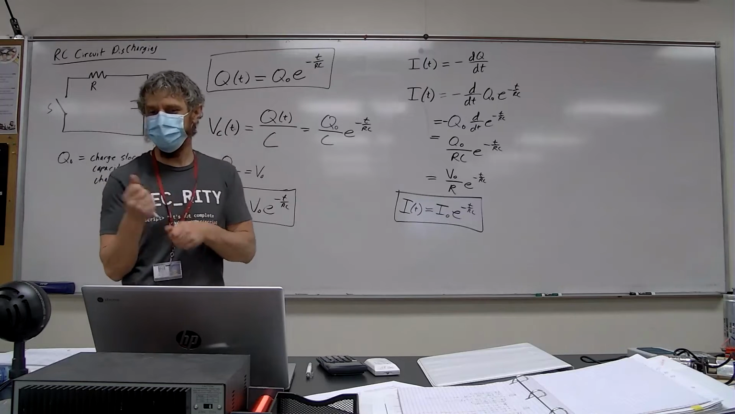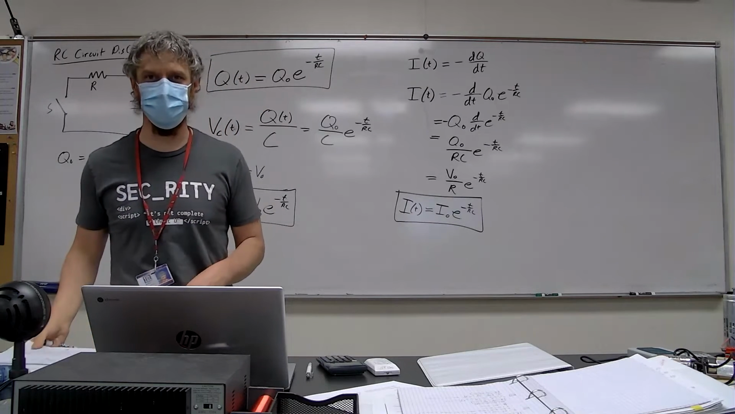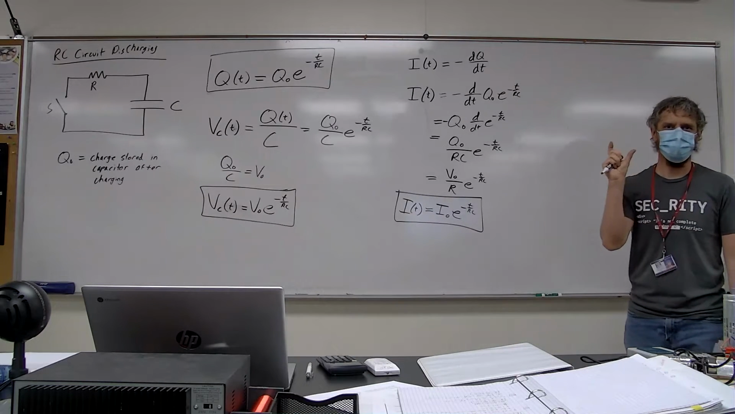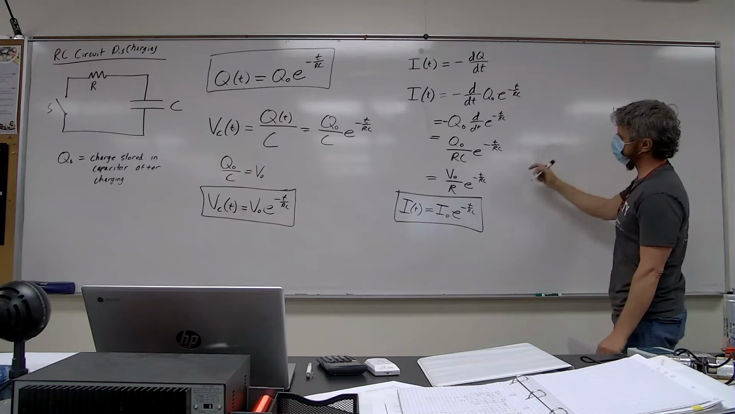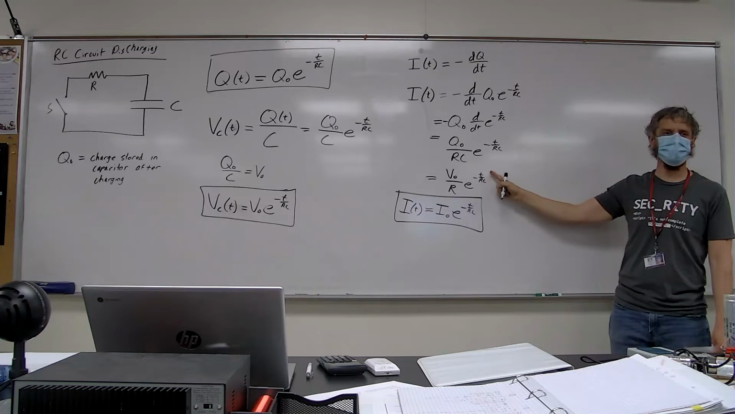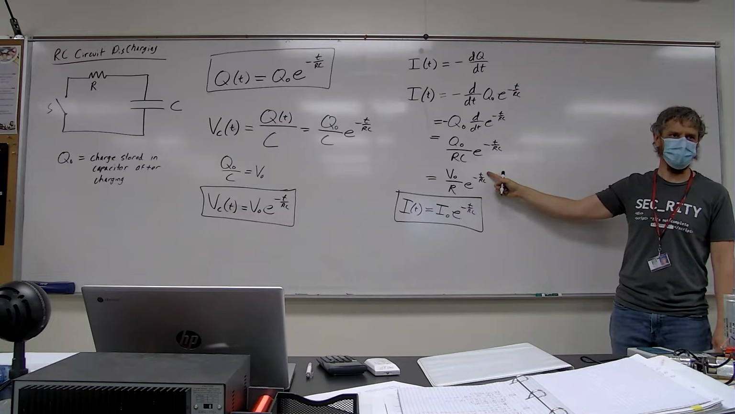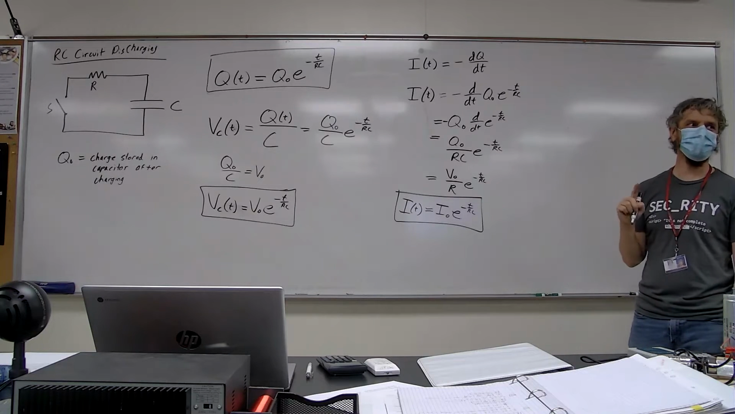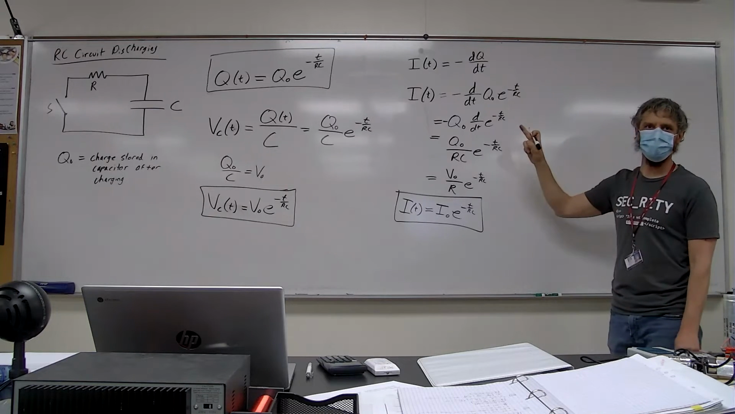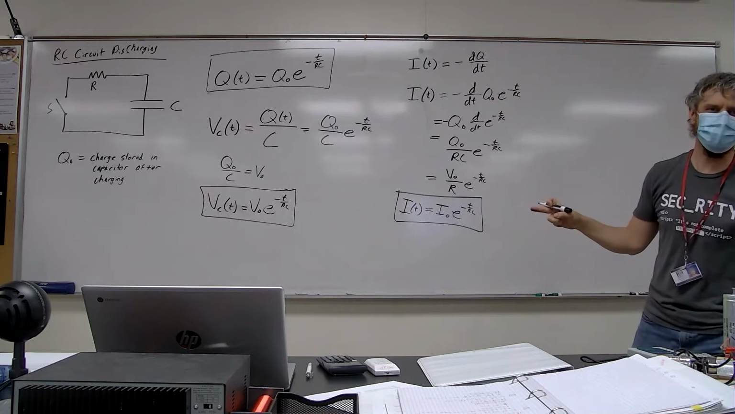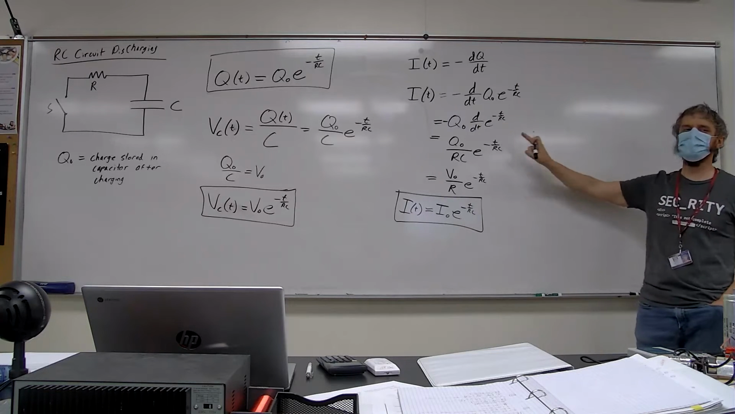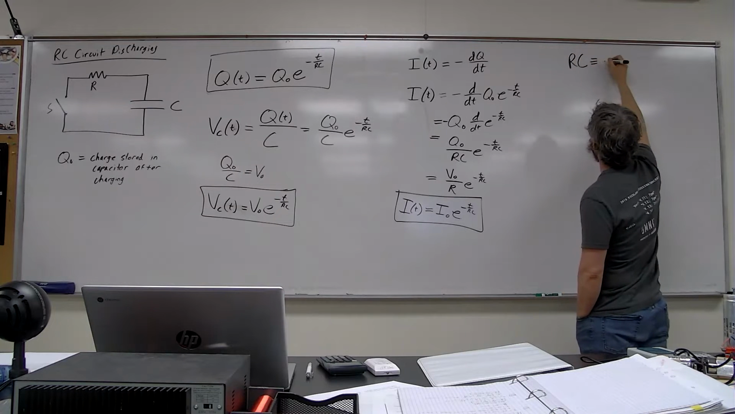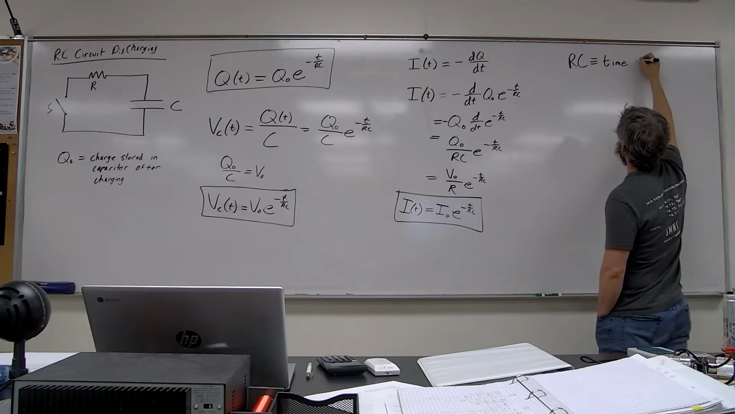Notice that we're seeing negative t over RC quite a bit. And notice that we're seeing the product RC quite a bit, and that whenever we see RC, it's always closely associated with time t. So RC is a special thing, and it gets a name. Because it's closely associated with time t, the product of RC is defined as the time constant for the circuit.